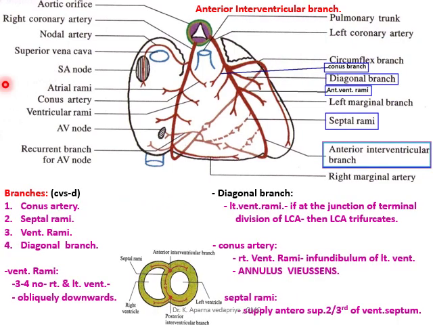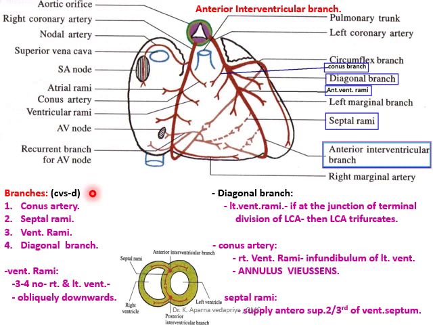Now coming to the branches of the anterior interventricular artery. So the branches are the conus artery, septal rami, ventral rami, and the diagonal branch.